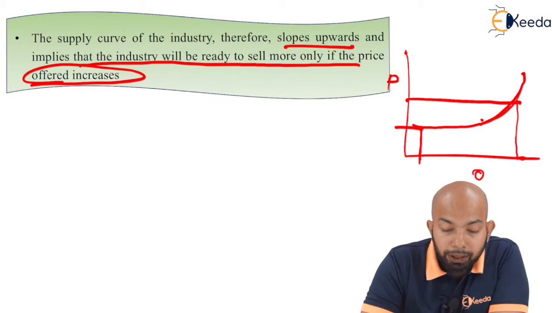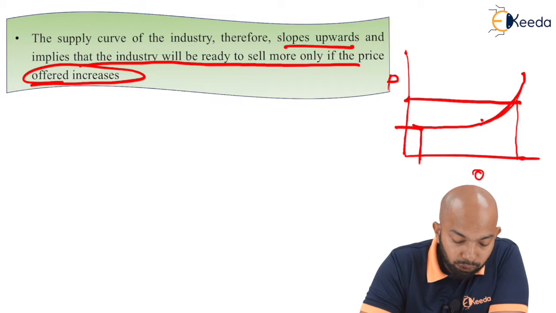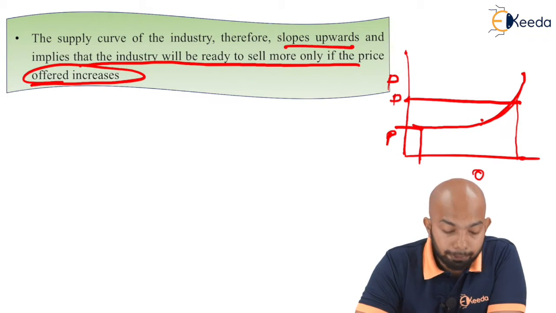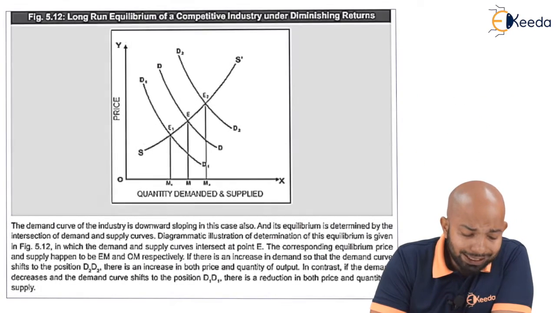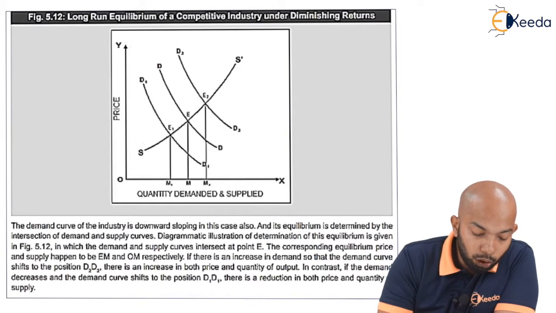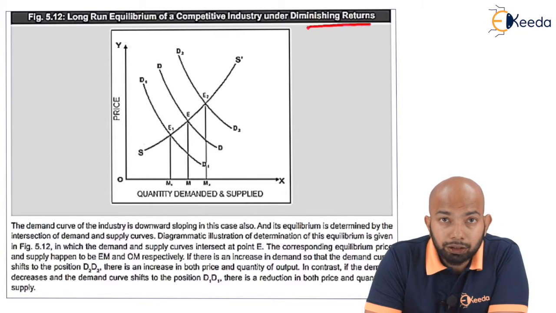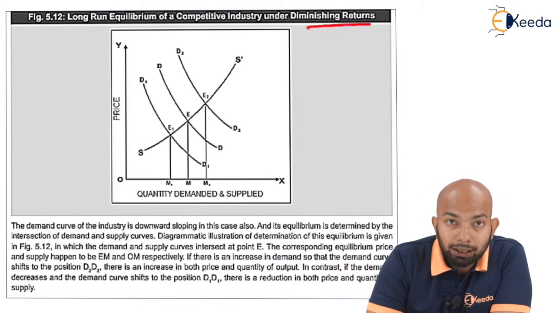That's the reason. The moment you increase the output, average cost increases. Hence, they want the price to increase from this part to this part. This is what exactly needs to be done. Now, you understand that in the long run equilibrium of a competitive industry under diminishing returns, there is a graph that we have mentioned here for your reference. Let us go with that graph first.